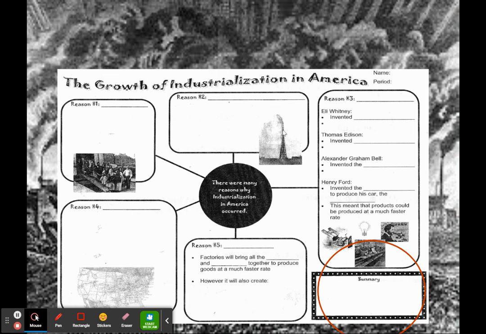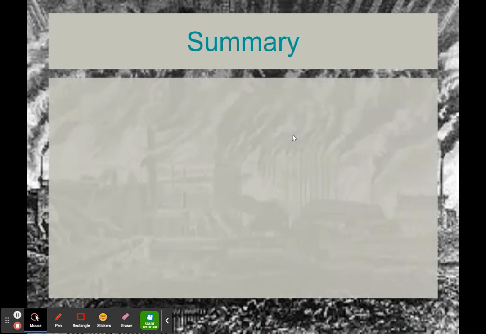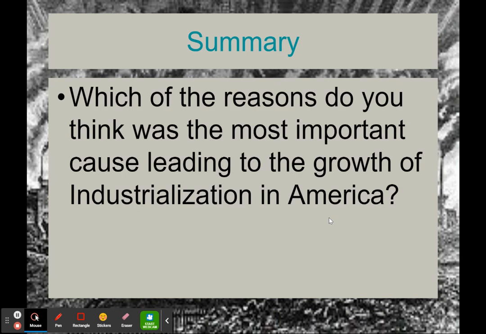Now you're going to complete the summary. And what is the summary asking you to do? For the summary, what I want you to think about is which one of these reasons do you think was the most important cause leading to the growth of industrialization in America and the United States? So you can go ahead and jot down a sentence or two saying which one of these 5 reasons you think was the most important or the most significant reason.